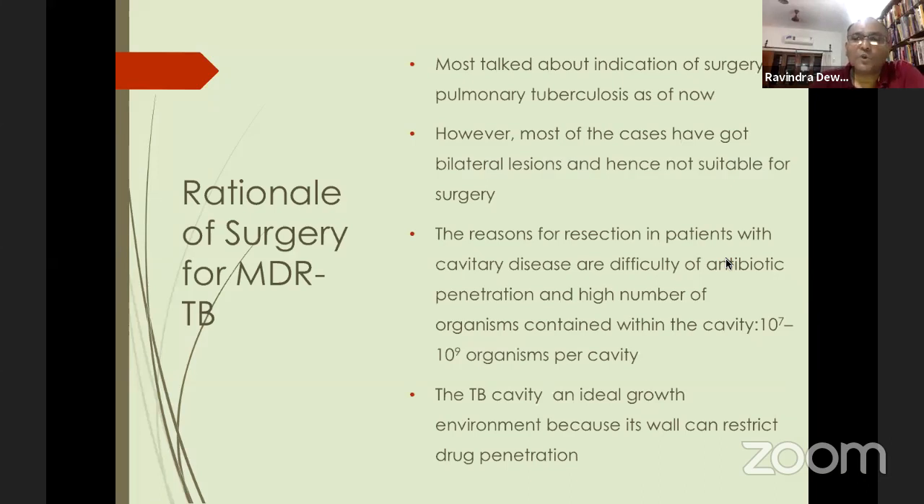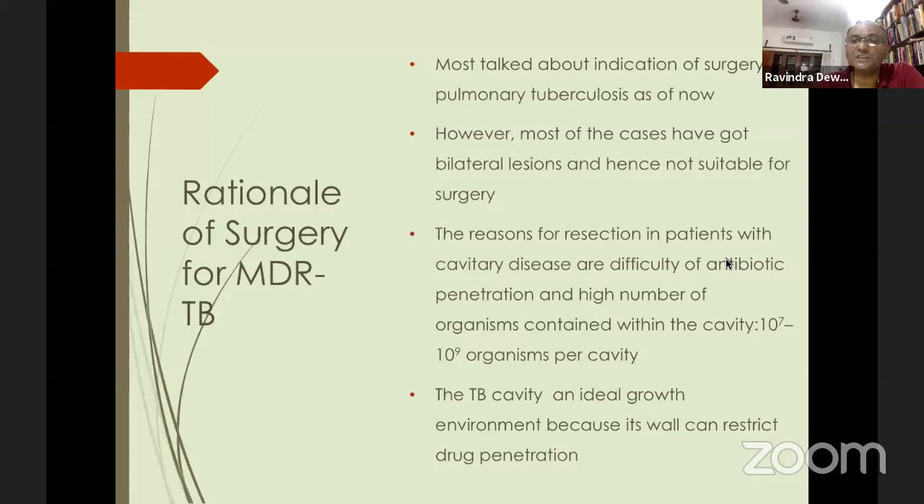But one of the problems which surgeons encounter is that most of the cases have bilateral lesions and hence are not suitable for surgery. Reasons for resection in patients with cavitary disease are difficulty of antibiotic penetration and the high number of organisms contained within the cavity, which may range from 10 raised to the power 7 to 10 raised to the power 9 organisms per cavity. And a TB cavity is an ideal environment for growth because its wall can restrict drug penetration.